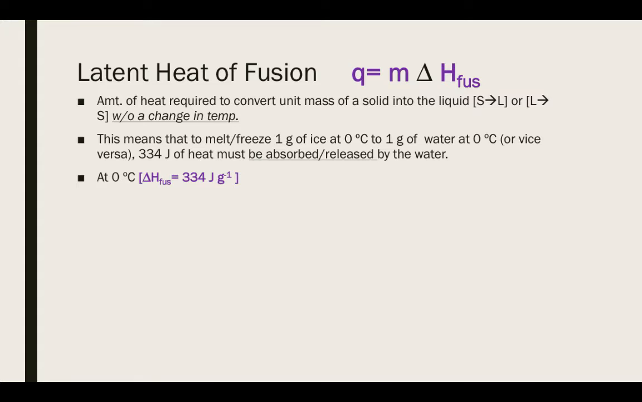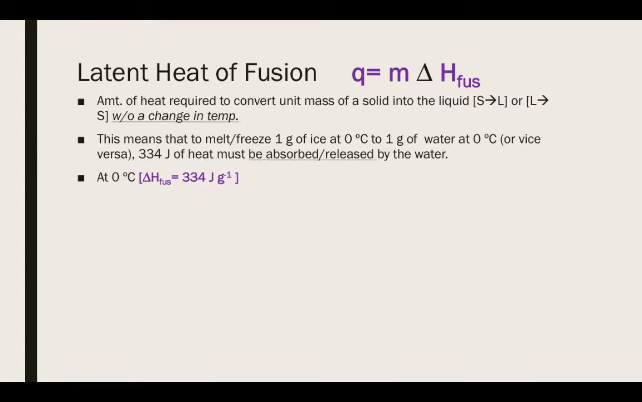The first is latent heat of fusion. The equation for latent heat of fusion is Q, which is energy, or heat energy, equals mass times the change in heat of fusion. That symbol is delta, it means change. So latent heat of fusion is the amount of heat required to convert some unit of mass, whatever that unit is, or quantity, of a solid into a liquid or a liquid into a solid without changing the temperature, and that's the key. And I'll show you what that looks like later.